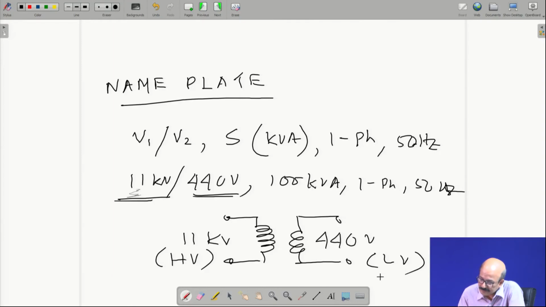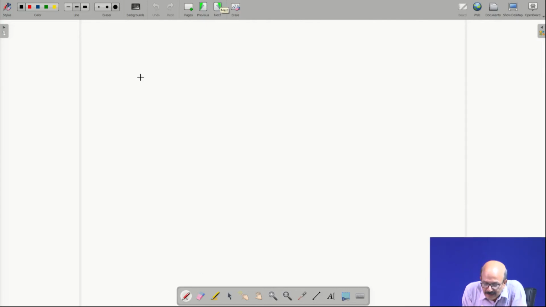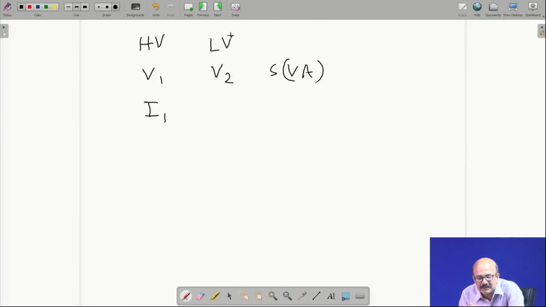But how would this 100 kVA volt ampere rating of the transformer, and why is it a volt ampere rating, and how can we find the current rating from the volt ampere rating? This is simple. If we go to the next page, coming back again, we have V1 and V2 and S, the volt ampere rating, right? I assume this is my high voltage side and this is my low voltage side.